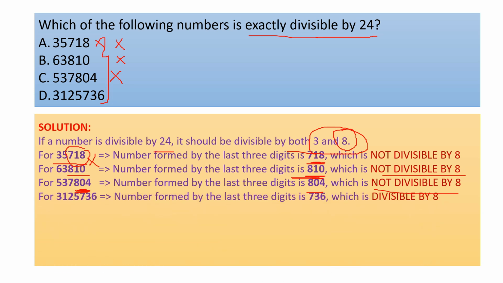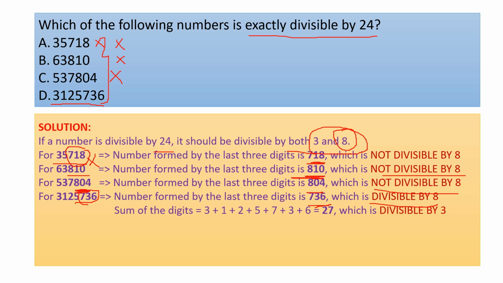Option D is 3125736. The number formed by the last 3 digits is 736, which is divisible by 8. So this number is divisible by 8. 3125736 is divisible by 8. Then we can check whether it is divisible by 3.